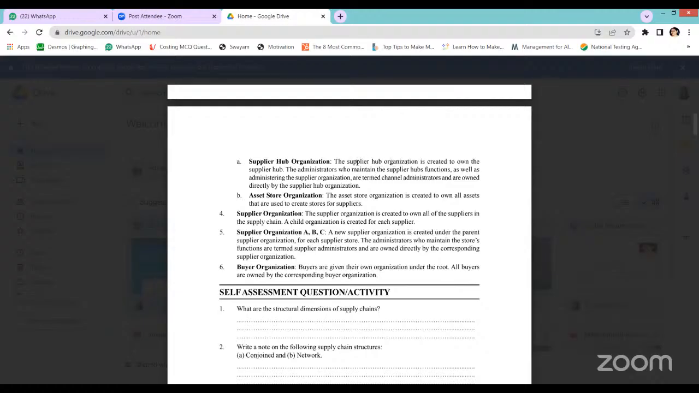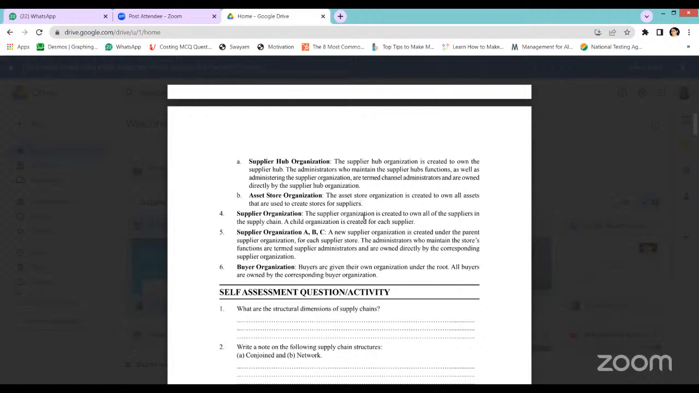Supplier hub organization means what? You will have your own hub, with different functions performing and giving value, whatever inputs and outputs are involved. Asset store organization is related to owning all assets that are used to create stores for suppliers. So whatever assets you are using and creating.